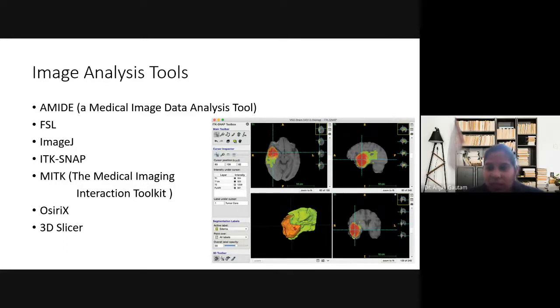These tools are available online and open source. You can download these tools to visualize the data.